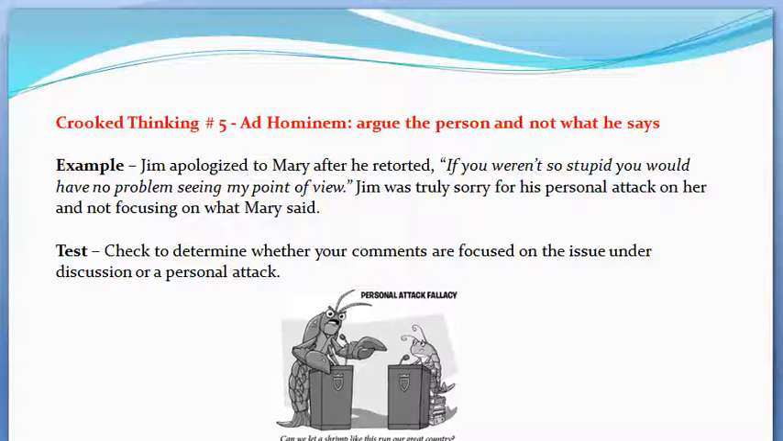Crooked thinking number 5, ad hominem, argue the person and not what he says. Example, Jim apologized to Mary after he retorted, "If you weren't so stupid, you would have no problem seeing my point of view." Jim was truly sorry for his personal attack on her and not focusing on what Mary said. Test, check to determine whether your comments are focused on the issue under discussion or a personal attack.